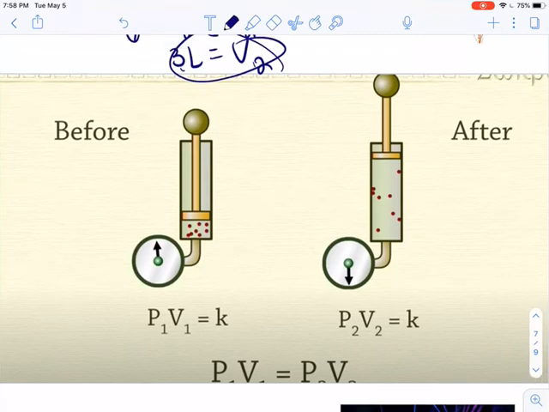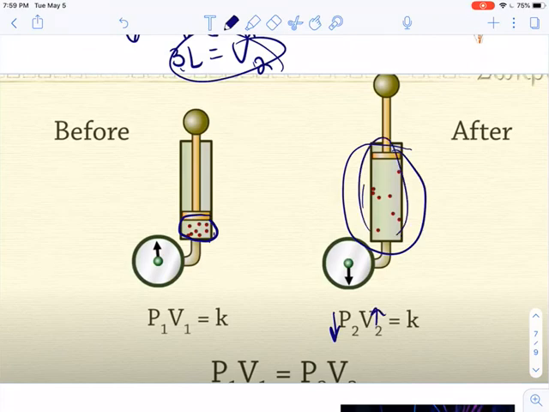Maybe you've used syringes and noticed it gets harder and harder to push them down, because here our volume is really small, but our pressure is great. And here, the gas particles have a lot of space to collide in. The pressure is small, but our volume is great. We have more space.